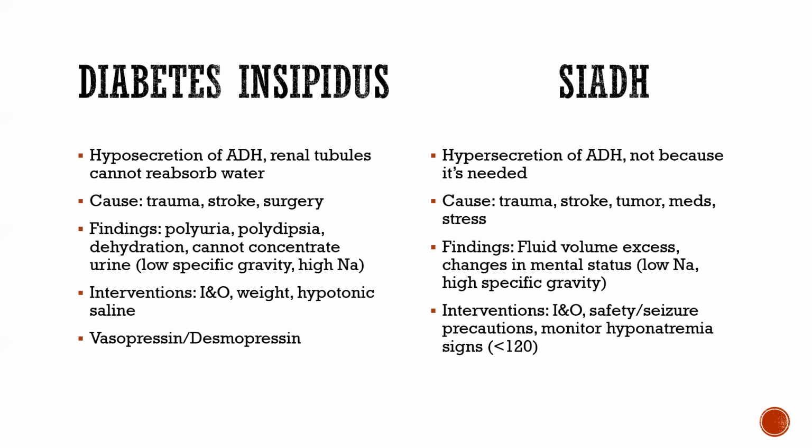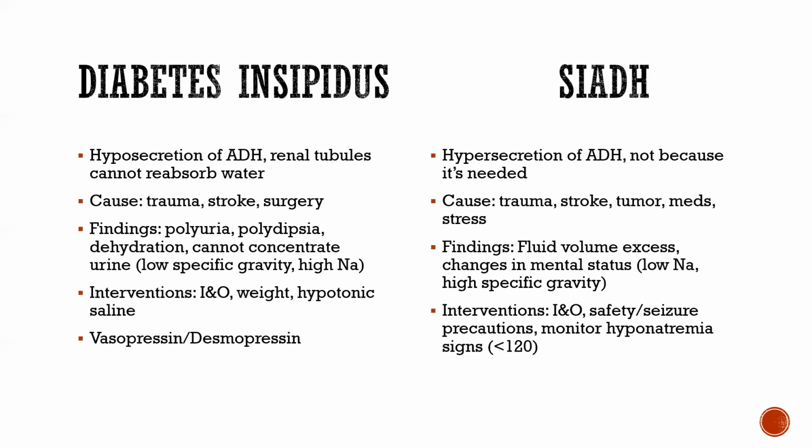So low specific gravity, high sodium. What do? This is a hydration problem. So I's and O's, weight. We tend to want a hypotonic solution in order to drive the fluid back to where it needs to be. Oftentimes, these patients will get prescribed vasopressin or desmopressin. Vasopressin or desmopressin, okay? Same drug. Its intended purpose is to slow down urine output. It mimics ADH or antidiuretic hormone.